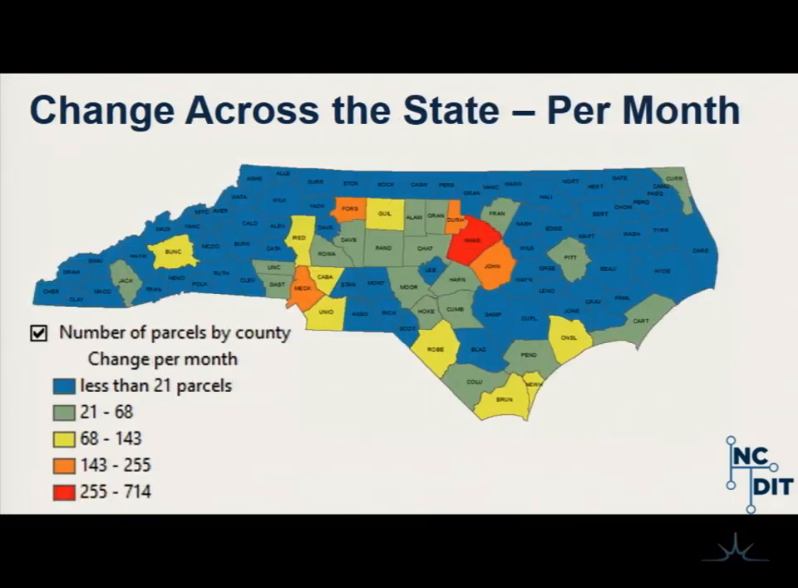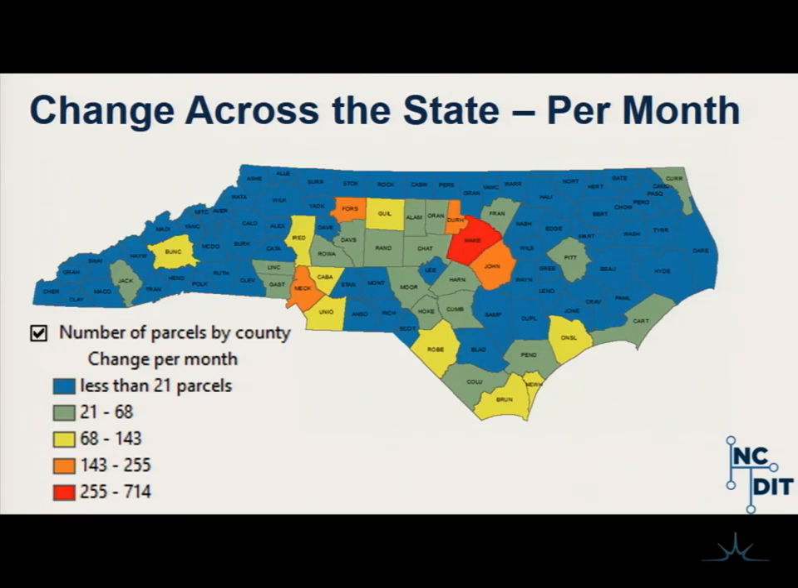As you might anticipate, the change varies across the state. I've color-coded counties here based on the absolute number of parcels, net change per month. Some of the data we have is 11 months or 10 months or 9 months or 13 months, so it's rated to a 12-month period. The majority of the counties, the blue areas, had less than 21 parcels net change. In some of the lighter blues, it goes up to 68. These are natural breaks that I used, which seem to be about as good as anything I tried for classification into five classes.